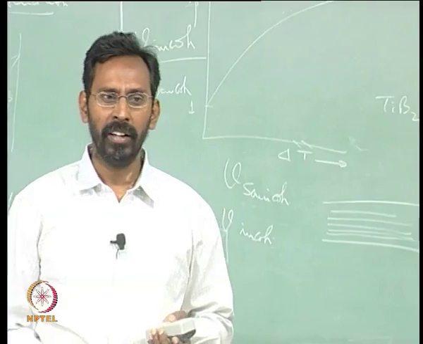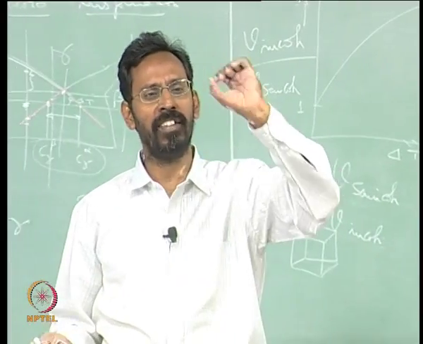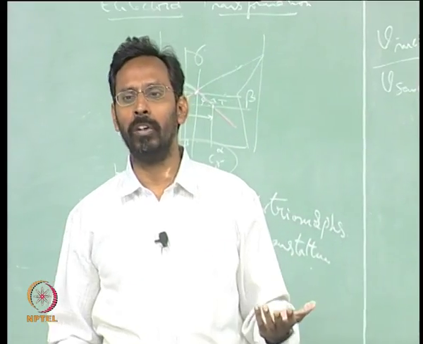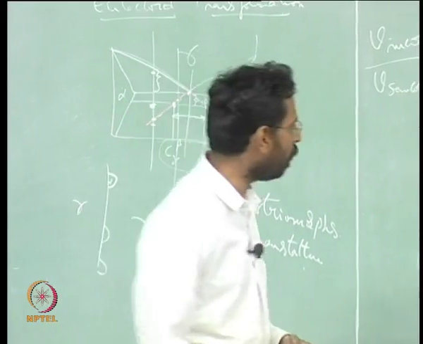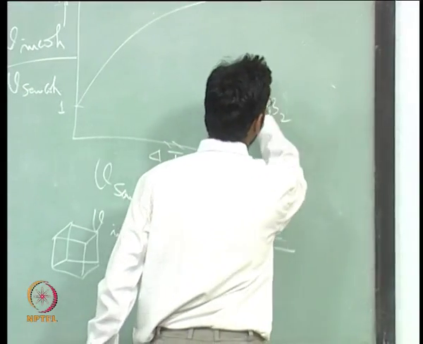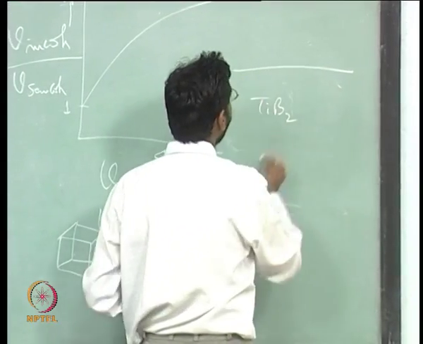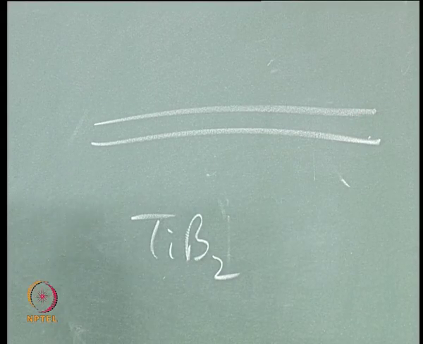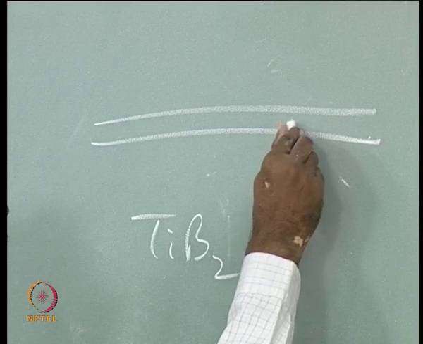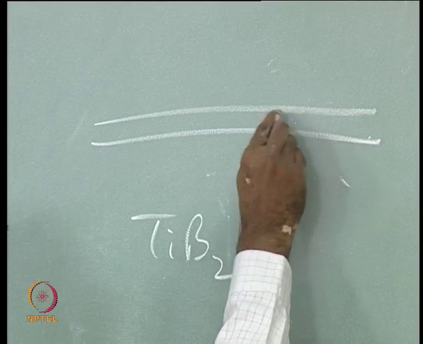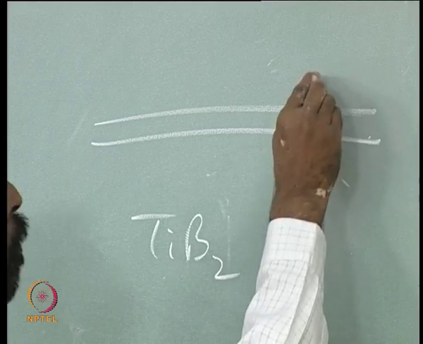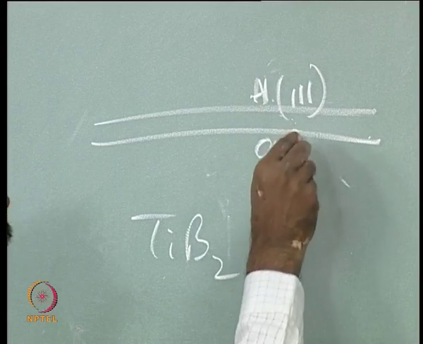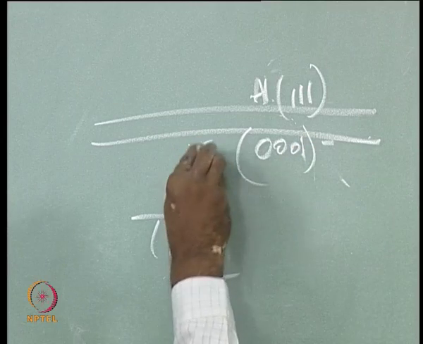Am I right? The basal plane of TiB2 has the same orientation, the same atomic packing with respect to the 111 plane of aluminum. So that means if I think there is a plate of TiB2 on which aluminum has nucleated, aluminum will nucleate in such a way that this is the 111 plane of aluminum on the 0001 plane of TiB2.